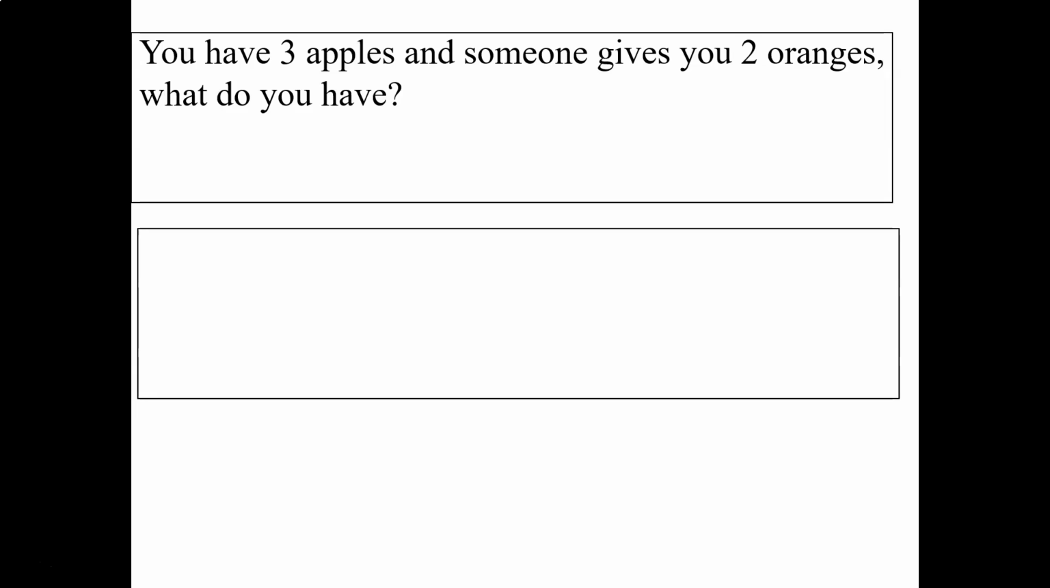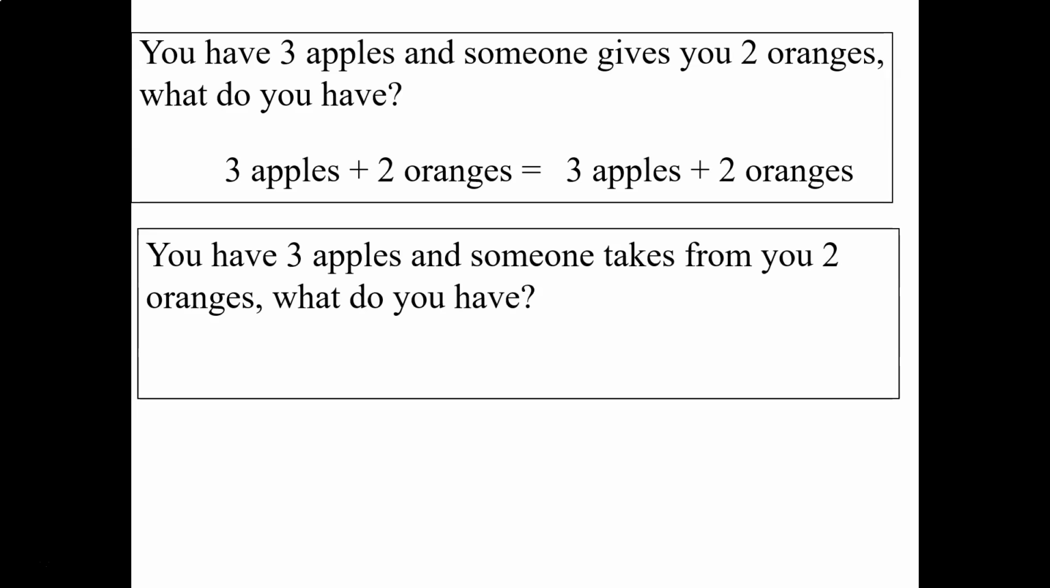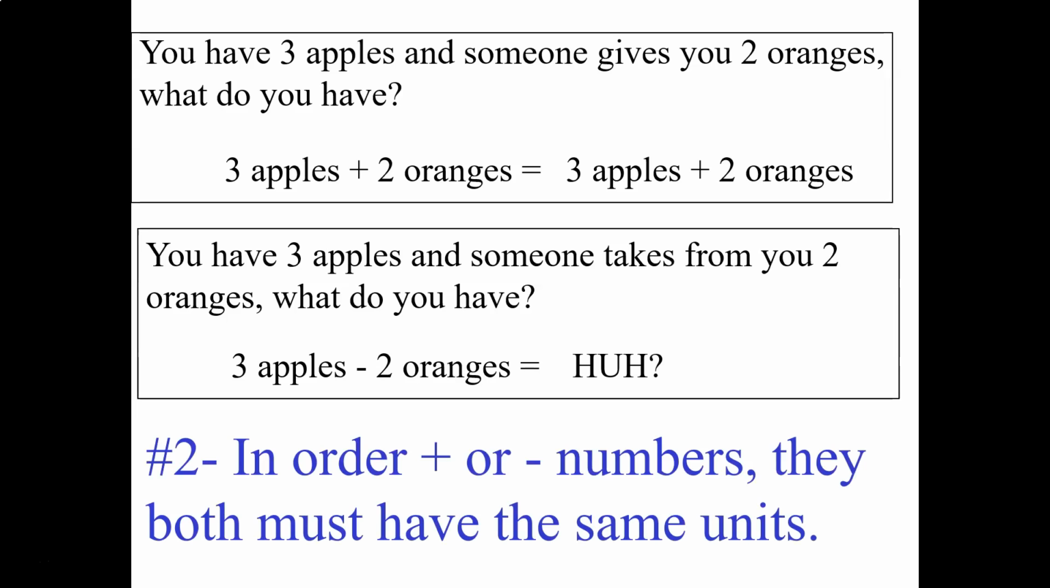So what if you've got three apples and somebody gives you two oranges? You do not have five apples. You've got three apples and two oranges. What if you have three apples in your basket and somebody takes away two oranges? Well, how did they take away two oranges? You only had three apples in your basket. What's up with that? That doesn't make any sense. So in order to add or subtract numbers, they have to have the same units. If they don't have the same units, you can't add or subtract numbers. You can write no can do or can't do, or you can just rewrite what you're adding or subtracting again.